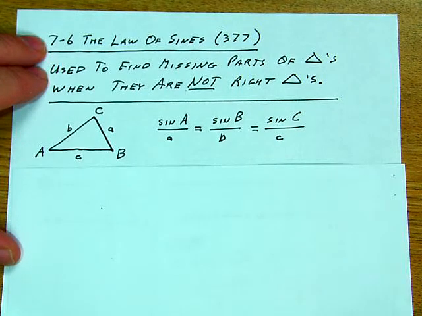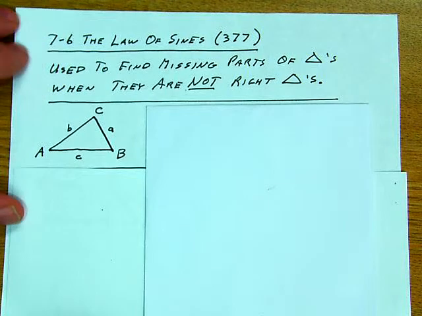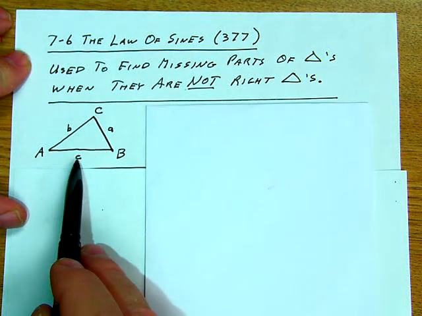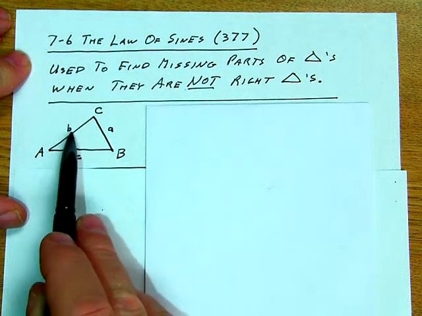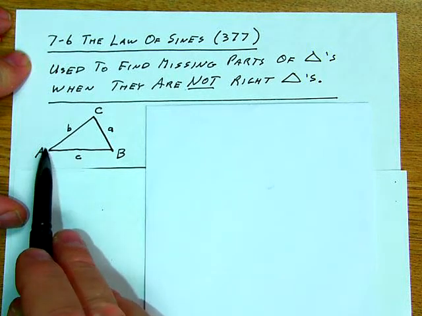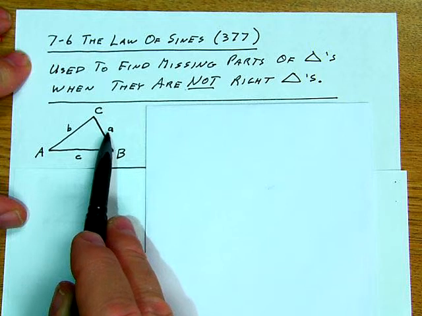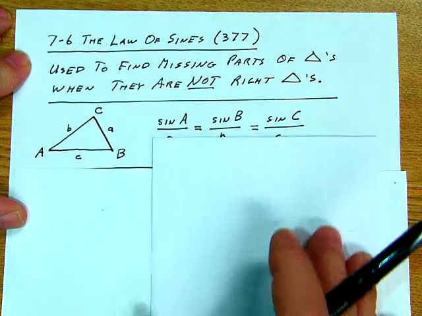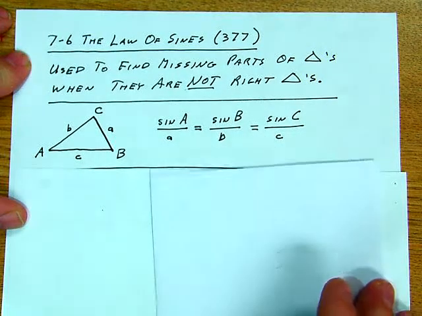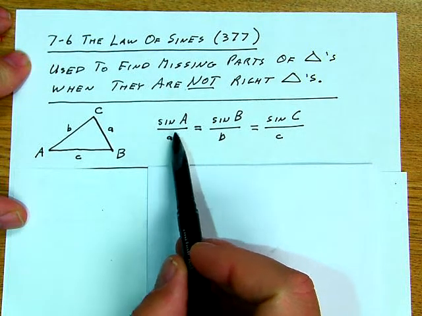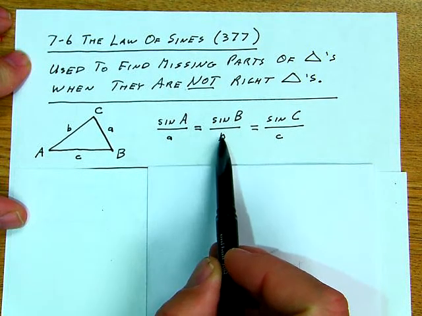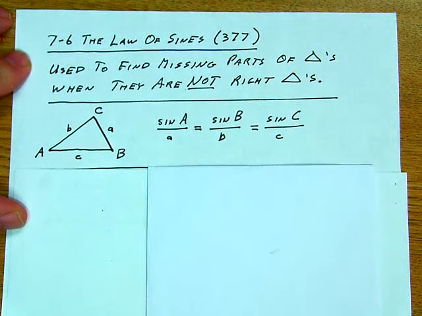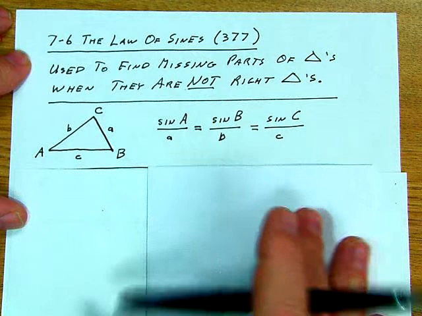Given a triangle that looks like this, with angles A, B, and C, the side opposite C is small c, the side opposite B is small b, and the opposite side from A is small a. So you can see this triangle. Given that, the law of sines is this: the sine of A over a is equal to the sine of B over b, and the sine of C over c. So you can set up a proportion once you know different parts of your triangle.